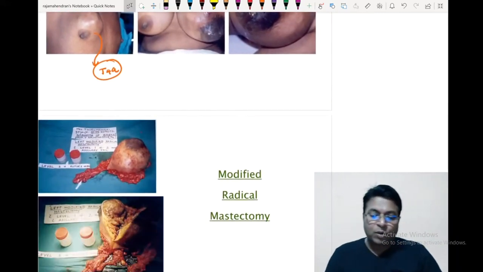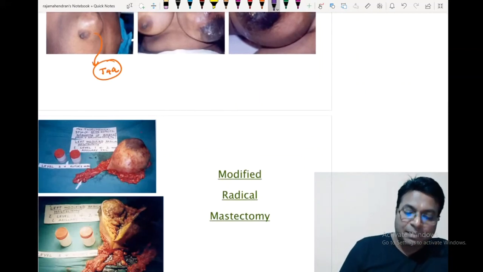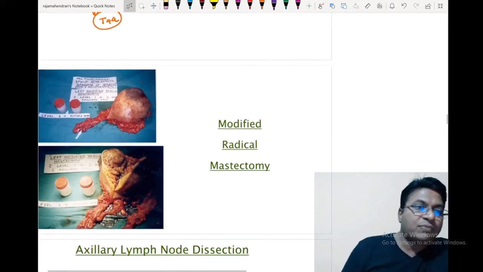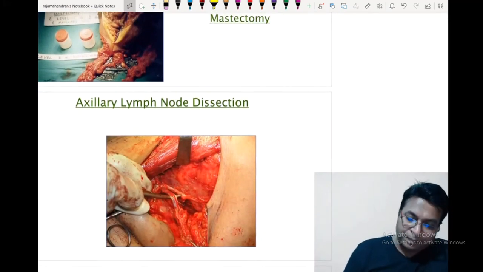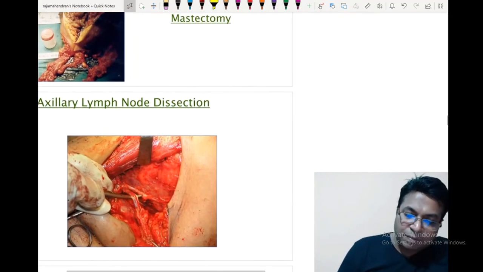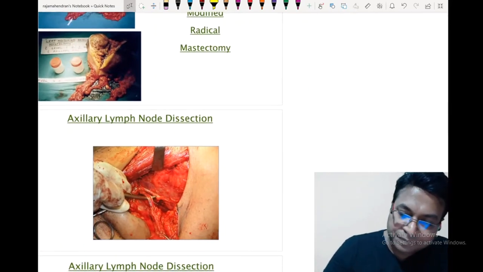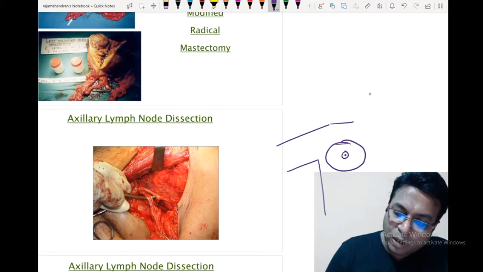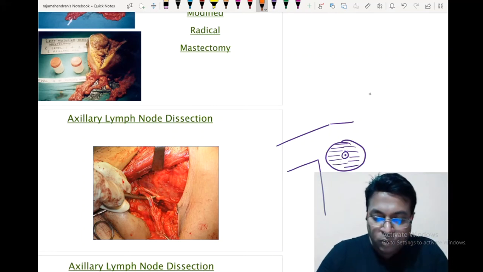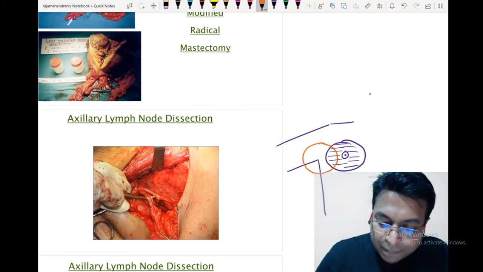So this is a picture showing you a modified radical mastectomy specimen, and this is an axillary node dissection done. So axillary node dissection boundaries they may ask you in your exams. So this is an axilla. In modified radical mastectomy, I should remove the nipple, areola, entire breast tissue. Along with that, I should also remove the nodes in the axilla.